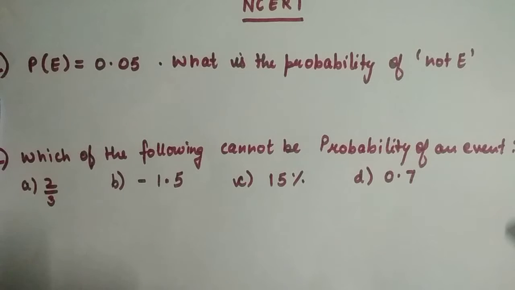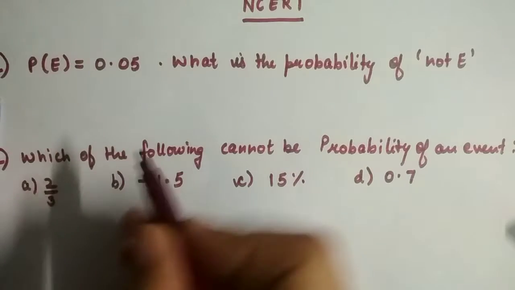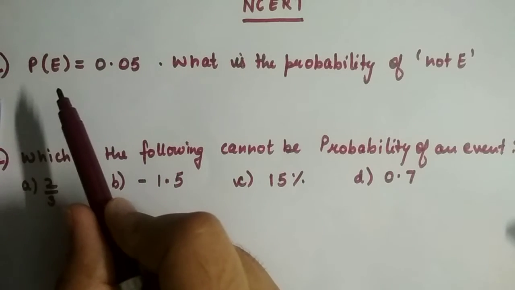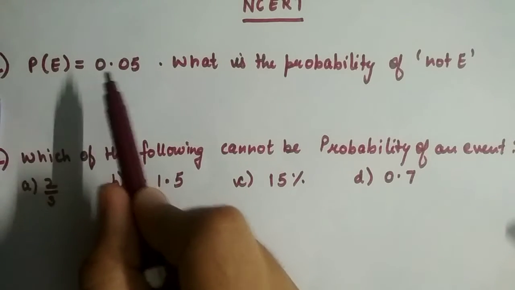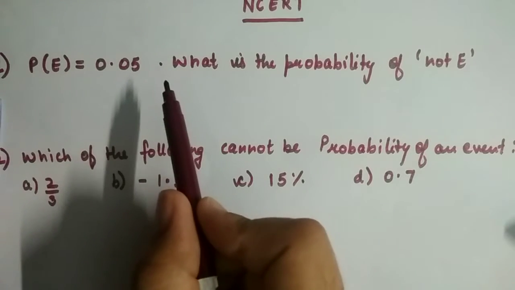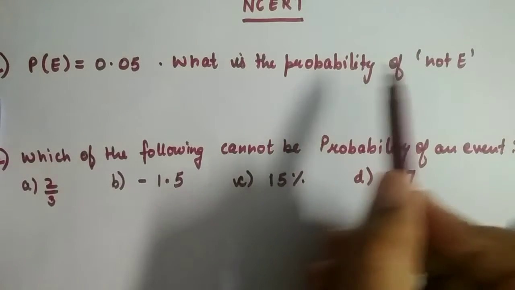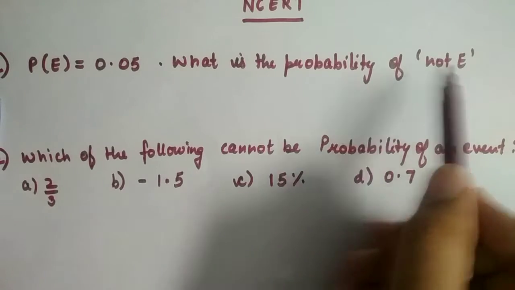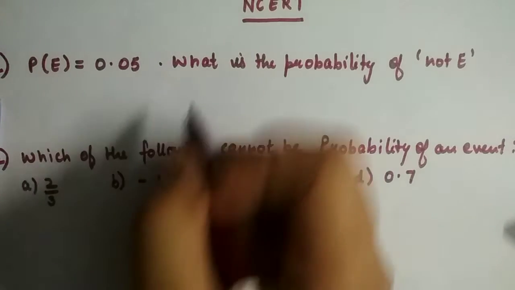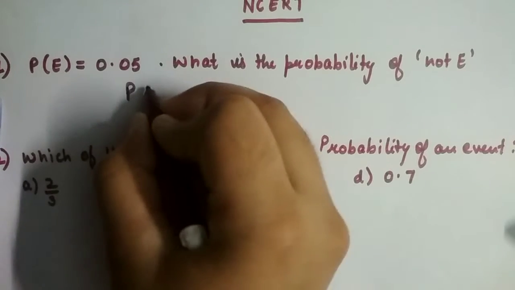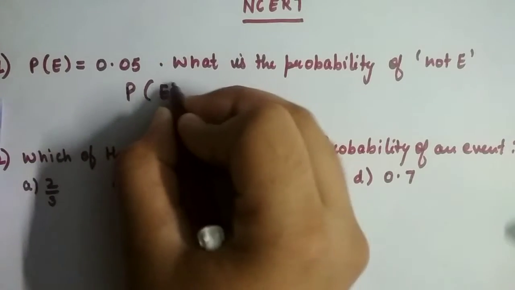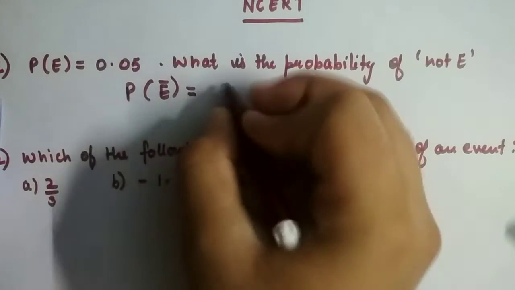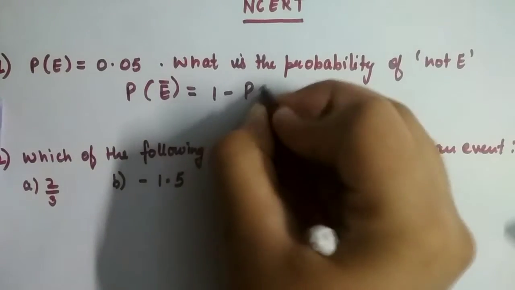Now let's start solving the questions from the NCERT exercises. Let us see the first question. The probability of an event is given to be 0.05, and we have to find the probability of not E, meaning complementary probability. So first of all, you will write the formula for finding the complementary probability. It is 1 minus P(E).